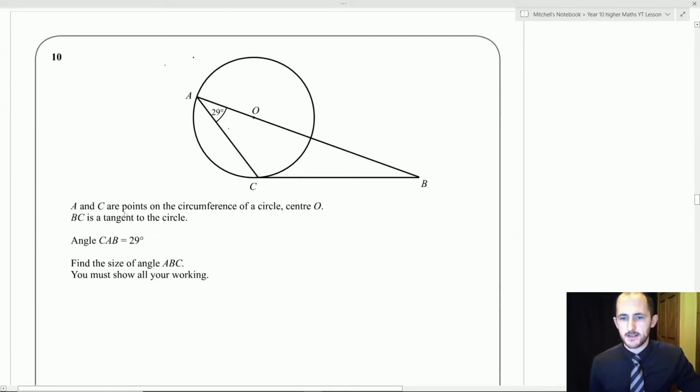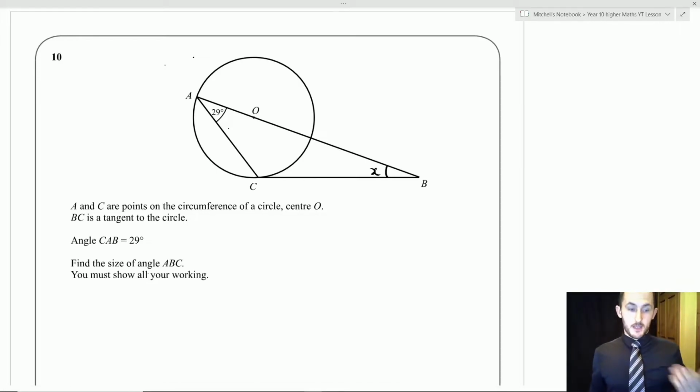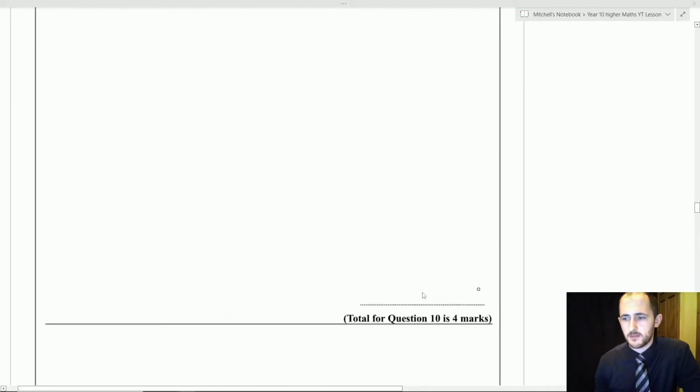So A and C are points on the circumference of the circle center O. BC is a tangent. Cool. CAB is 29 degrees. Find the angle of ABC. Okay. This is the angle we're looking for. So this is pretty innocuous. It's not very obvious what we should do first. And I believe this is going to be a 3 mark question or 4 mark question.